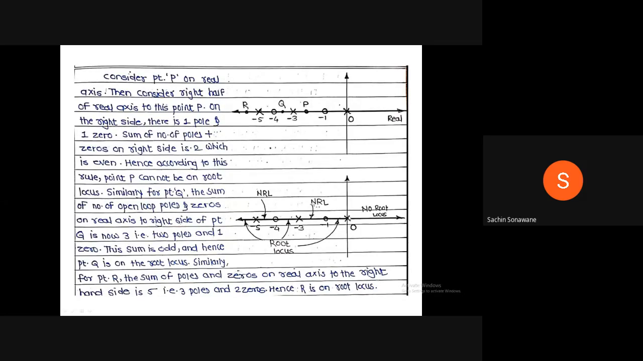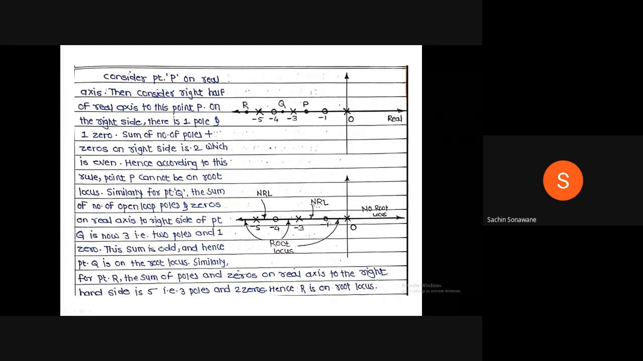0 starts from this first pole 0. Now towards the right side of the 0, how many poles and zeros are there? 0. Therefore, here no root locus region is there towards the right side of 0.